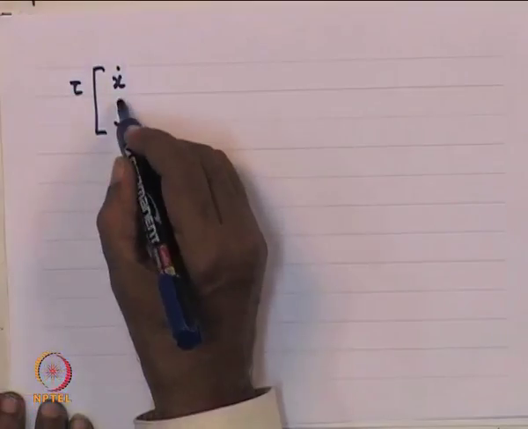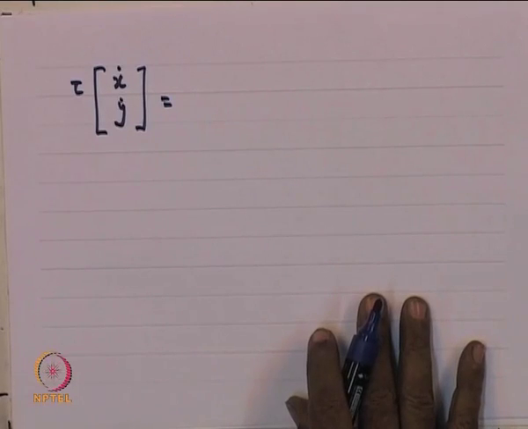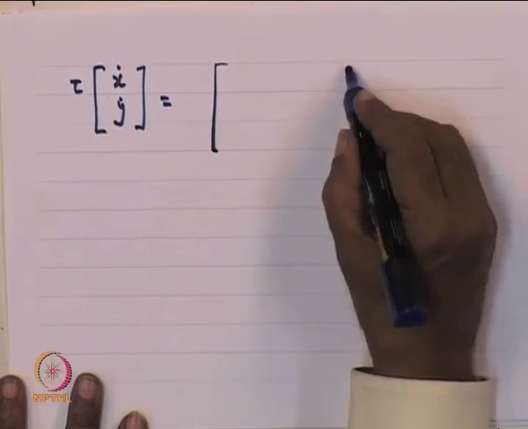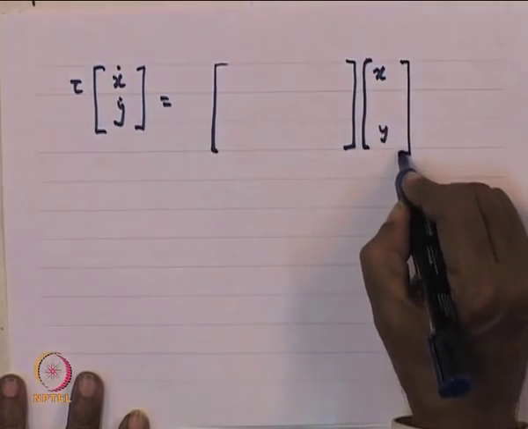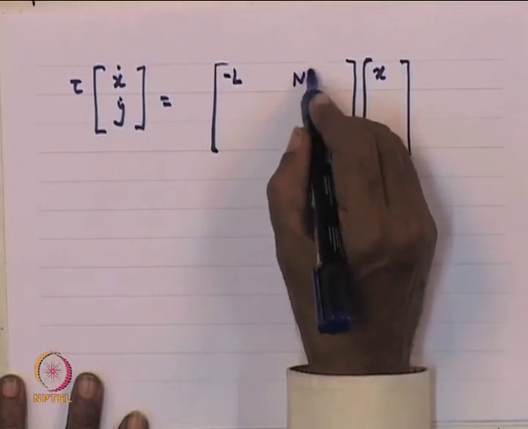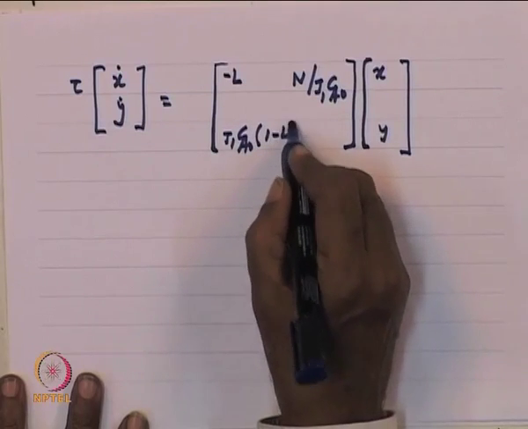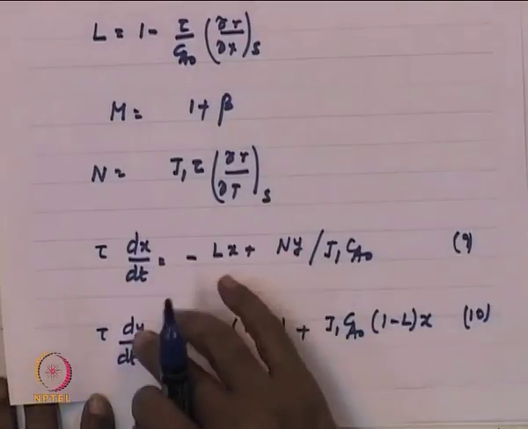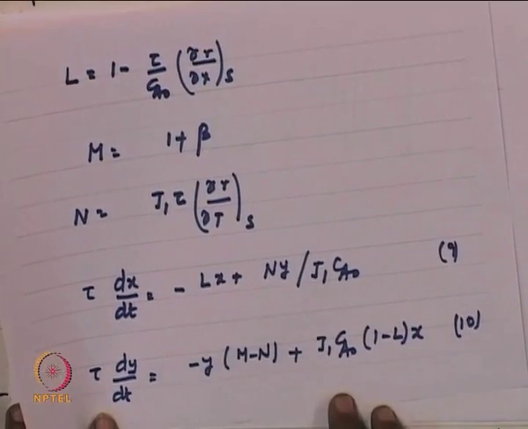Let us represent this equation as tau times the vector of x dot and y dot. What are x dot and y dot? x dot is dx by dt, y dot is dy by dt. x represents deviation in conversion, y represents deviation in temperature with respect to steady state. In this form we can write our matrix, which acts on x and y. It looks like this: minus L, n by j1 c A0; j1 c A0 times 1, minus L m, minus n. This is fairly straightforward, it is just written in matrix form. x dot and y dot represent dx/dt and dy/dt, and with x and y taken common, you will get what you are seeing.